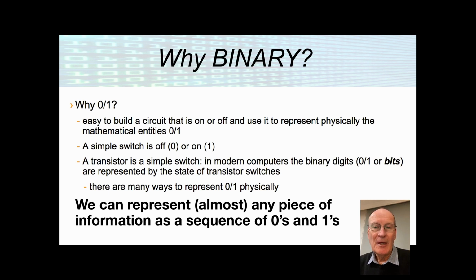And so we can build circuit elements that represent zeros and ones, and therefore our computer can work with binary numbers. And the other reason is that we can represent almost anything in terms of a sequence of zeros and ones. We're going to start talking about this by talking about how we represent numbers. Now, in the previous short presentation, I talked about the binary number system. And this is where we're going to start.